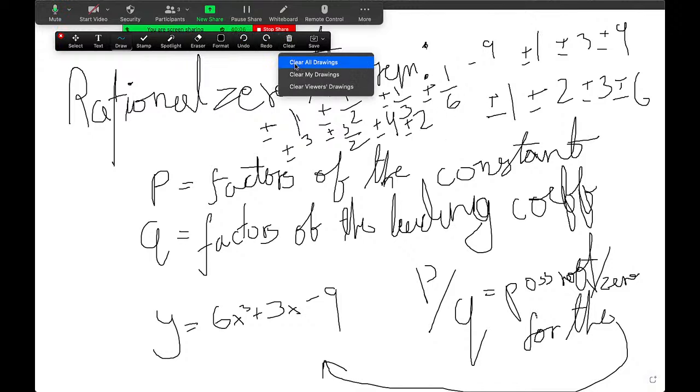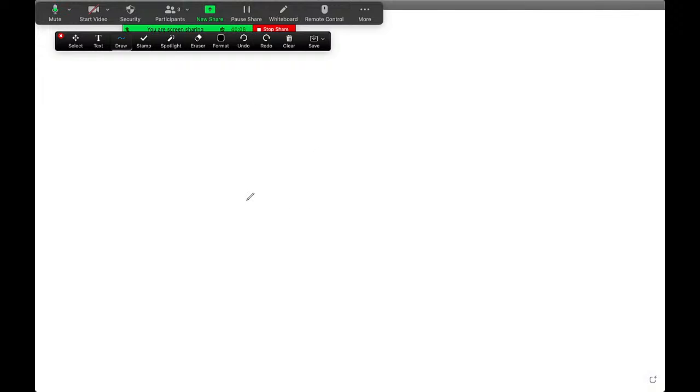So let me just clear the screen. And let's go on to the next topic. So that was two topics that we covered. And yeah, that was the rational zero theorem, whatever you want to call it.